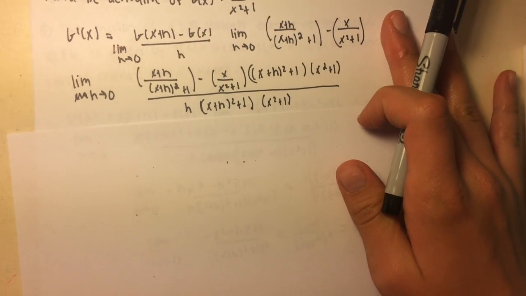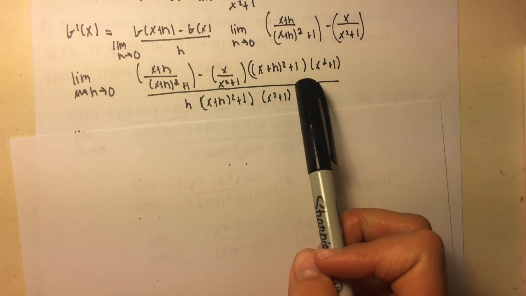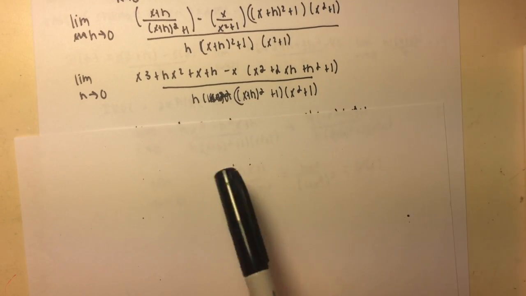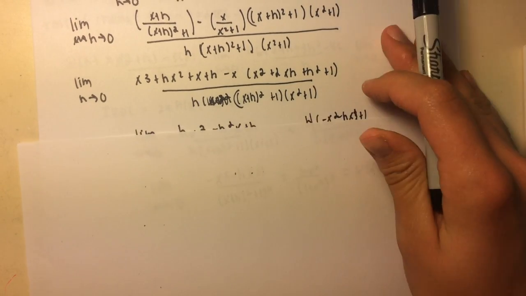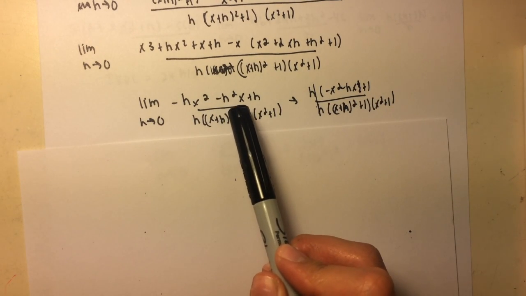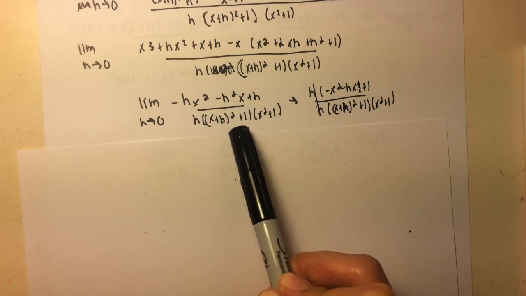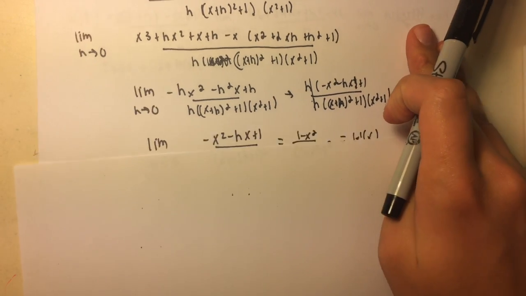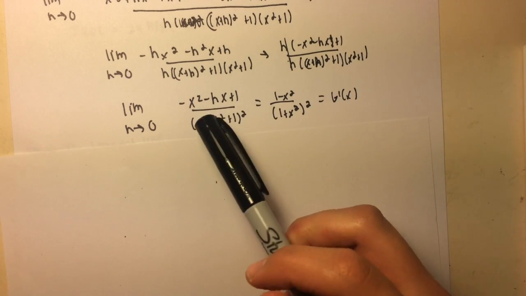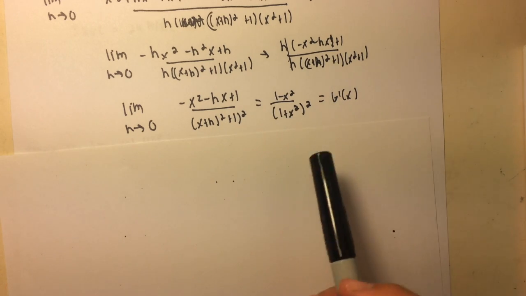To continue solving this, we want to get a common denominator, which is why we're multiplying by x plus h squared plus 1 times x squared plus 1. Once we simplify further down, there are terms we can get rid of. And once we do, we get negative h x squared minus h squared x plus h over h times x plus h squared plus 1 times x squared plus 1. By factoring out an h, we can further simplify and we'll eventually get negative x squared minus hx plus 1 over x plus h squared plus 1 times x squared plus 1.